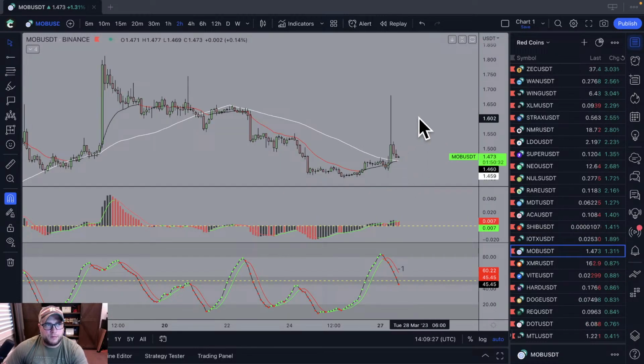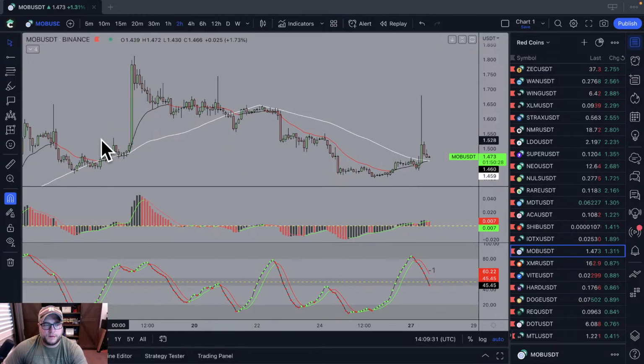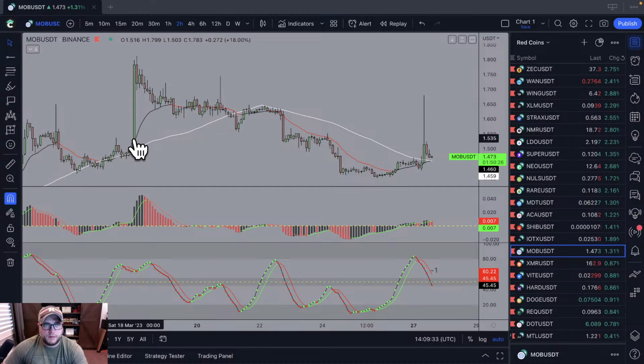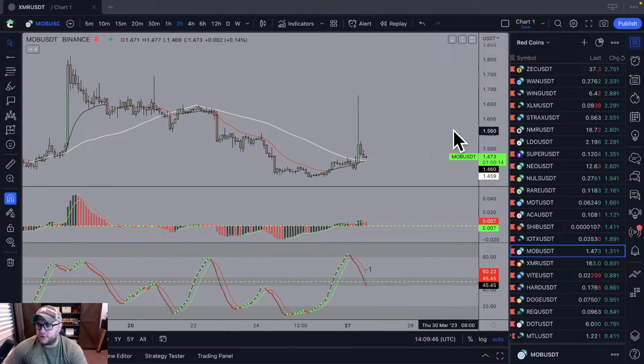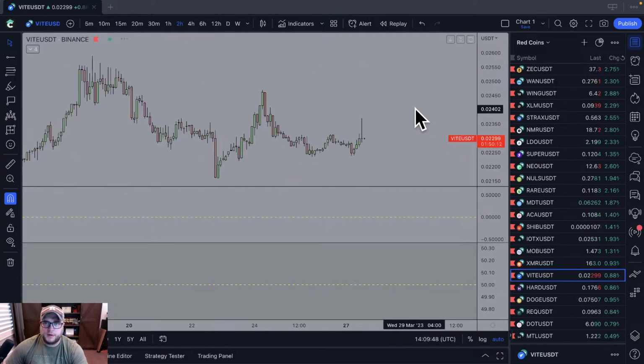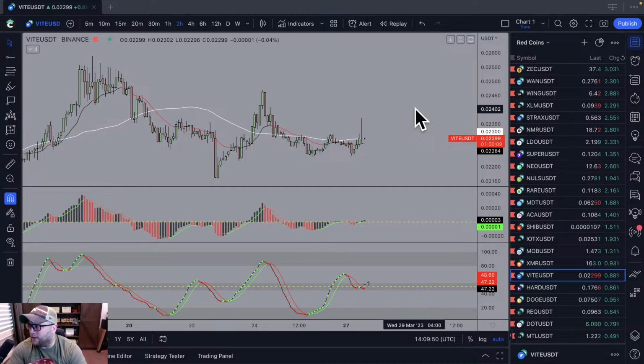Here's a nice little MOB coin jumping up. Look at this big old movement. It closed at 18%. There's no reason why you wouldn't want to gamble the $100 gamble that I teach and show you. There's no reason not to do that. That thing pays off more times than losing.